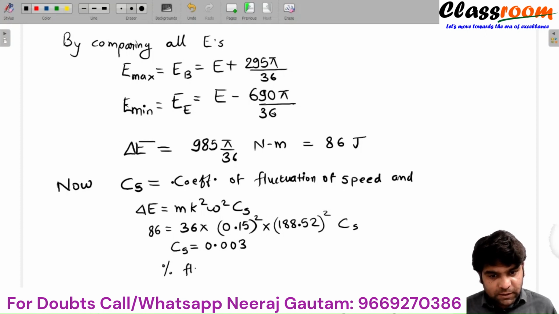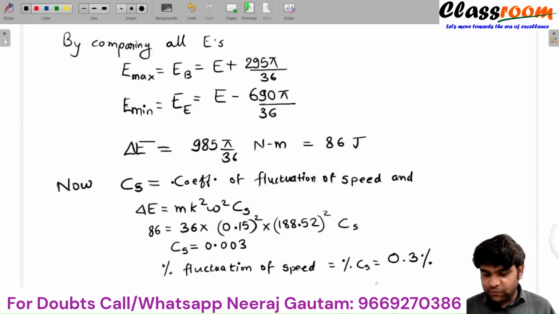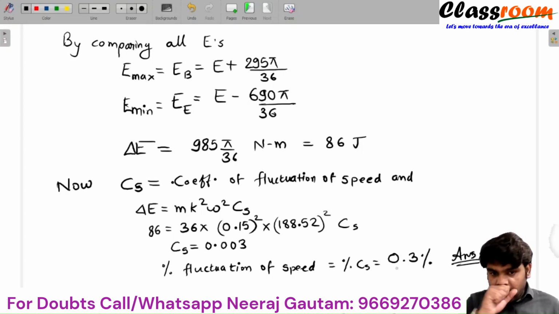Percentage fluctuation of speed, that is percentage CS, equals multiplying by 100, so 0.3% fluctuation of speed is there. In percentage it is 0.3, in fraction it is 0.003.